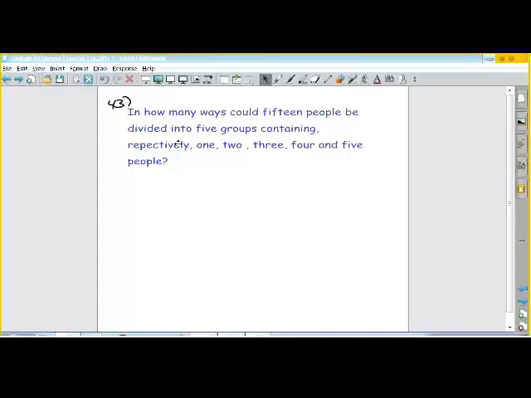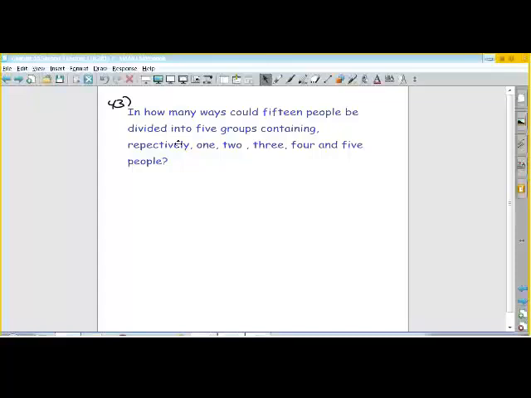You choose 1 person for a group, then you choose 2. So out of the 15 people, you choose 1 to be in 1 group. Then you have a 2-person group, so you choose 2 people out of the remaining 14. Then 1 plus 2 is 3, which means there's 12 people left. So out of the remaining 12 people, you choose 3 people for the next group. They're groups, so order does not matter. This means we are going to use combinations to answer this question.